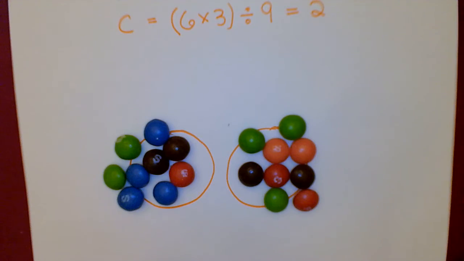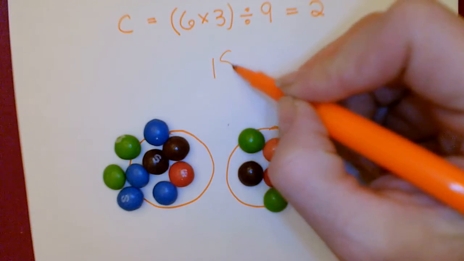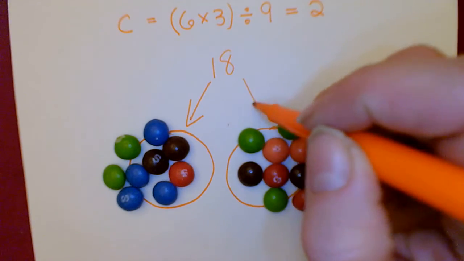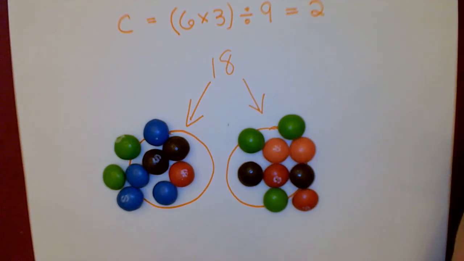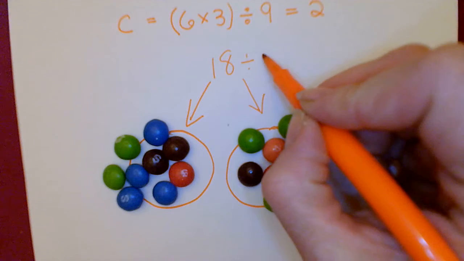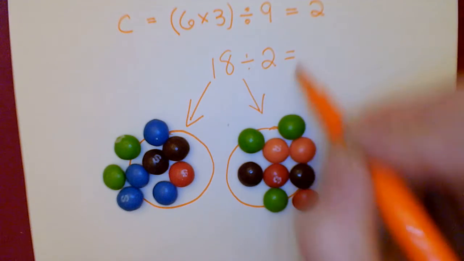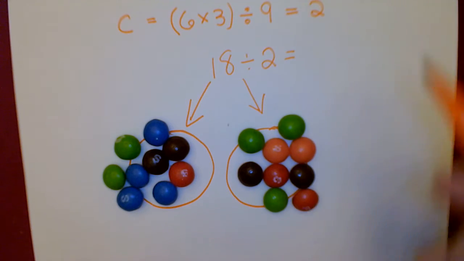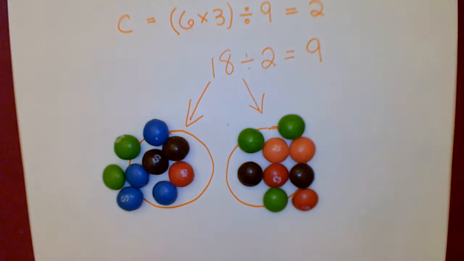So what I just did was I took those 18, remember? We had a total of 18, and this time I split them into 2 groups. I divided it into 2 groups. So I took 18 and I divided it by 2 this time. And now I have 1, 2, 3, 4, 5, 6, 7, 8, 9. I have 9 candies in each group. So that's a little different.